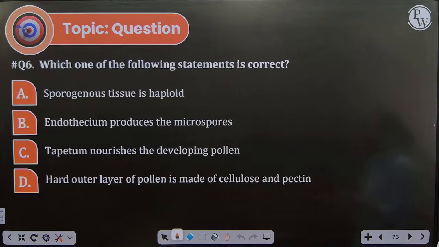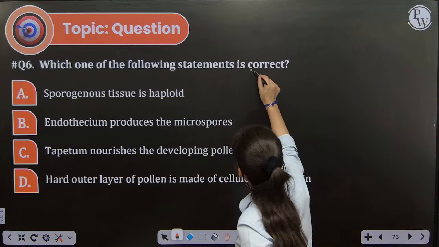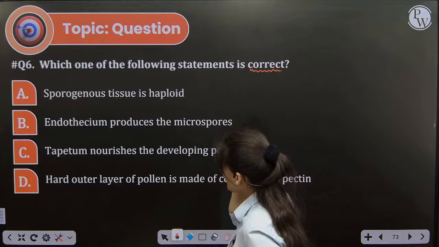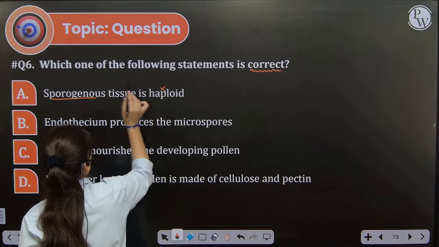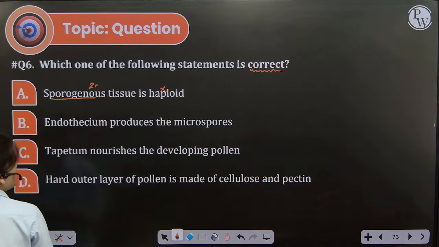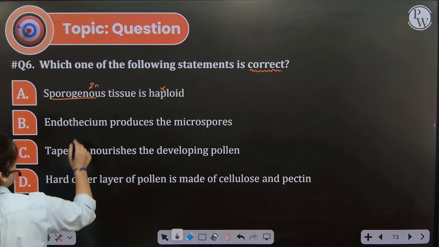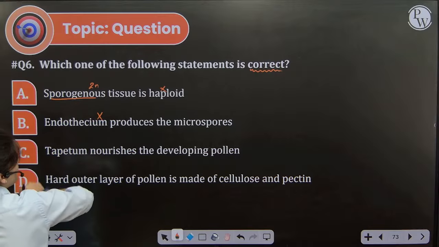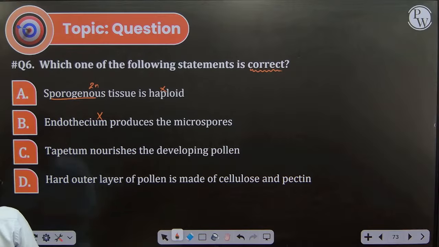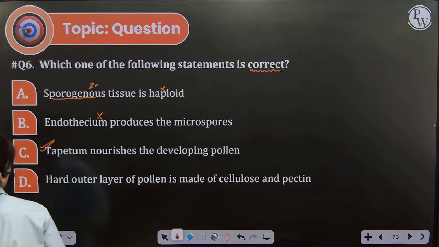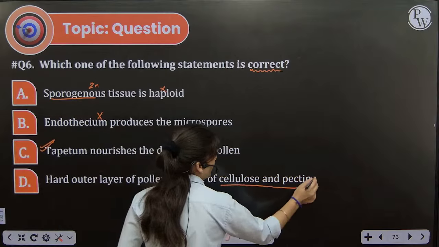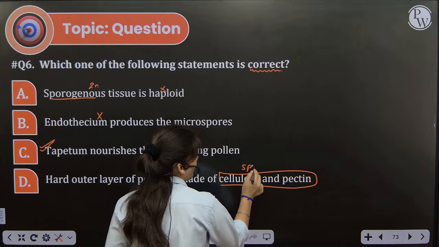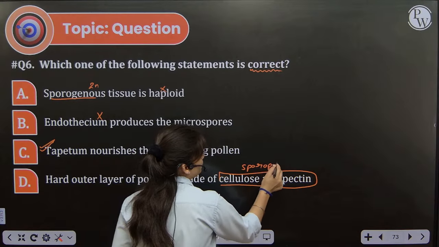Which one of the following statements is correct? Sporogenous tissue is haploid. No, sporogenous tissue is 2N, diploid. Endothecium produces the microspore. No, sporogenous tissue cells undergo meiosis division and produce microspores. Tapetum nourishes the developing pollen grain. Yes, tapetum is the nutritive layer. The hard outer layer is made up of cellulose and pectin. No, that hard outer layer is made up of sporopollenin.